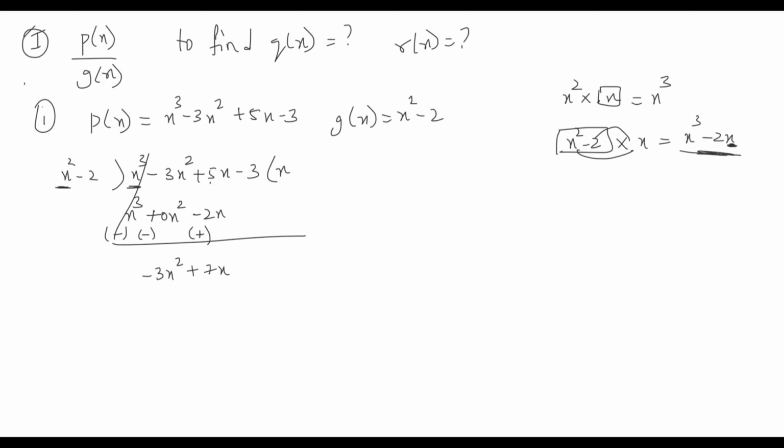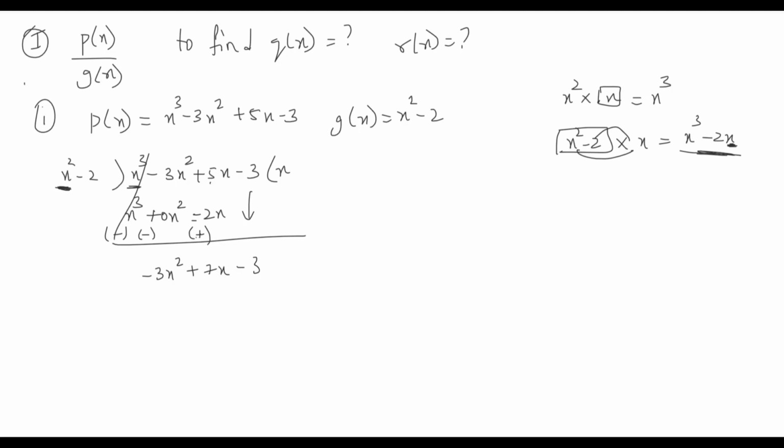Always remember, the sign which you have changed is what you have to consider. Like plus 5x, you should not again consider minus 5x, you should consider plus 2x. Okay, then plus 5x plus 2x will give us plus 7x. Get this down, minus 3.